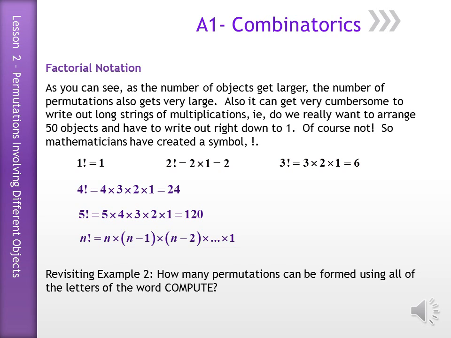Now, let's revisit example 2, where we will arrange all 7 letters in the word compute. Instead of writing it all out as we did before, we just need to write a 7 with that exclamation sign. 7 factorial, which is still 5,040. Most scientific calculators have a factorial function. Look for the symbol n factorial. Often, a second or shift key is required, and it is tricky to find on the graphing calculator. I have inserted an extra video in Blackboard to show this.